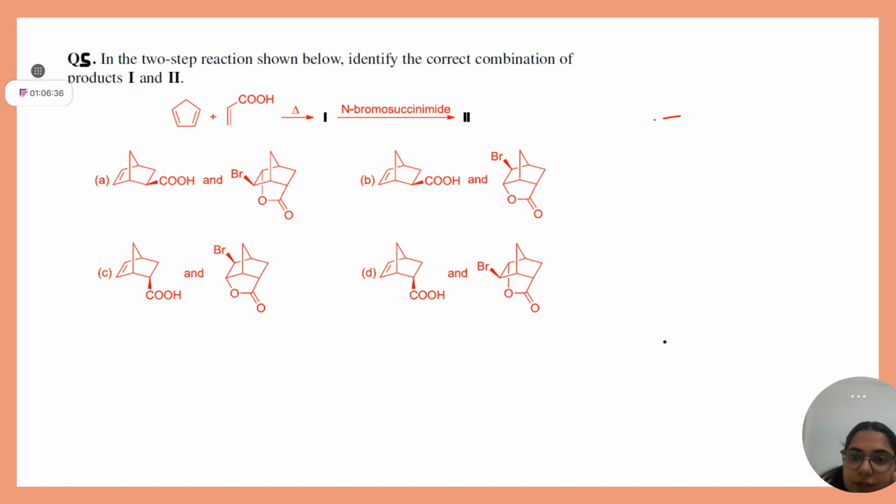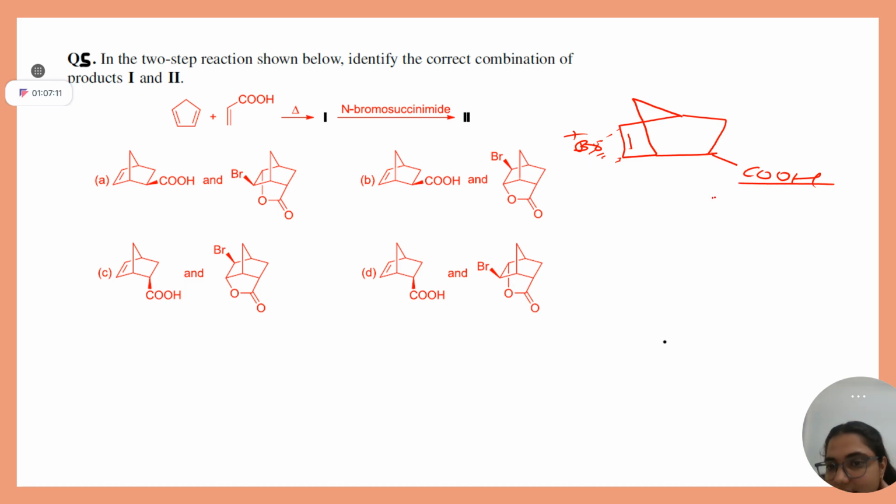In the first step, you will be getting COOH, right? So COOH will be endo, for the same reason which I have told you, due to secondary orbital interaction. Now at the second step they are saying N-bromosuccinimide is there, so it will form a cyclic bromonium ion intermediate. Now since this carboxylic acid is present at the downside, it will attack and open this bromonium ring, right?